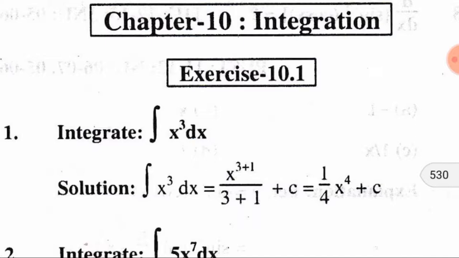Applying it, we find that integration of x cubed dx equals x to the power 3 plus 1 whole divided by 3 plus 1 plus c, where c is an integral constant. After calculation, we get 1 by 4 x to the power 4 plus c.